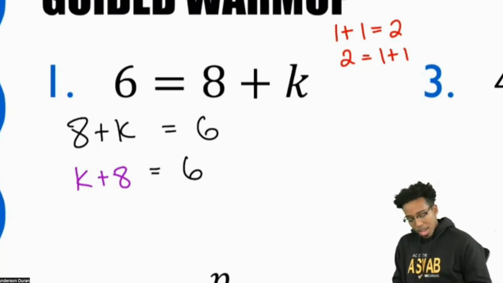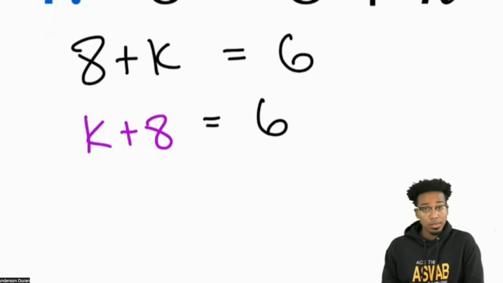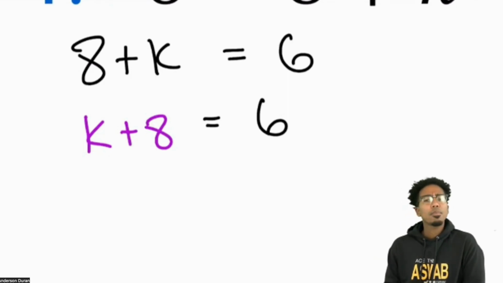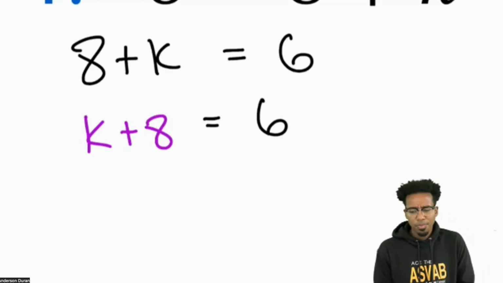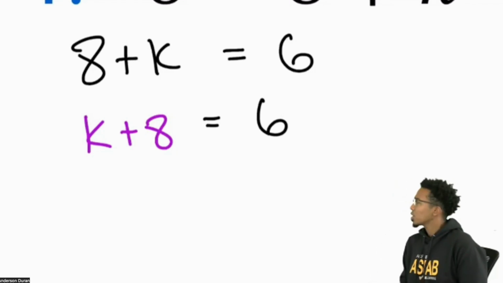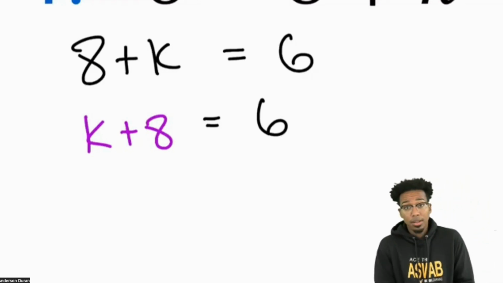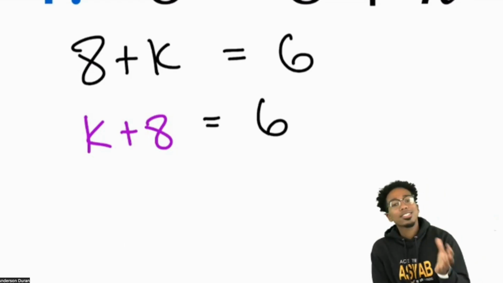But now that we have it in this form, k plus 8 equals 6, let me show you what I mean when I said solving equations is the art of working backwards. Everybody, what's the letter that we're looking for here? What are we trying to solve for? Go ahead and type that out in the chat box. Yeah, we're looking for k. So we have to ask ourselves, first, what is going on with k? Because once you understand what's going on, then you can work backwards to figure out what k is.